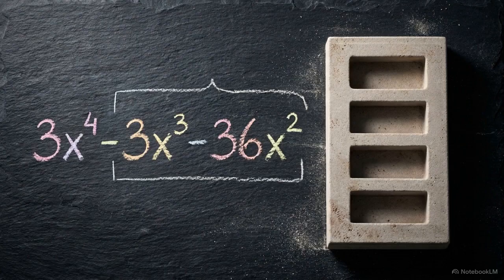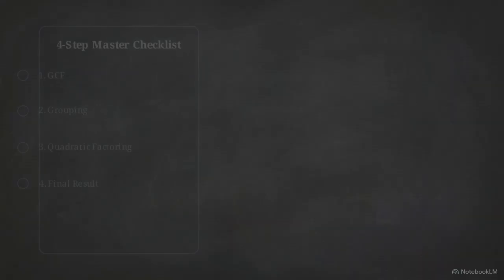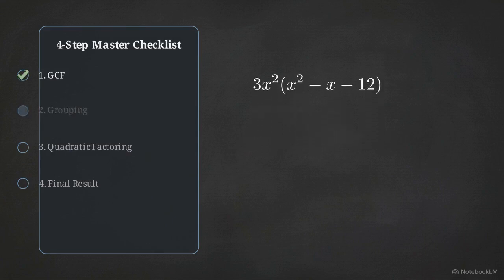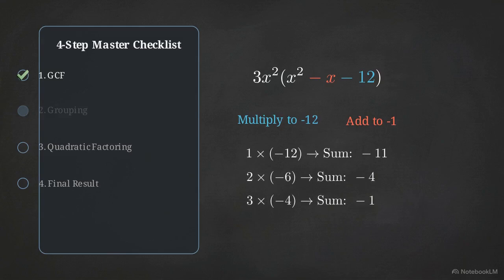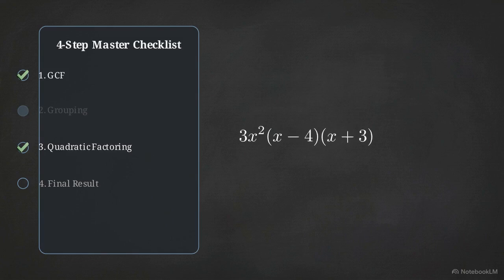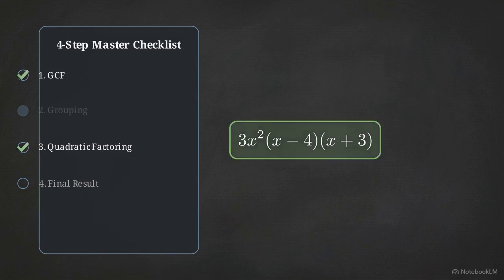Now we apply the full checklist to our original problem, 3x to the fourth minus 3x cubed minus 36x squared. Step 1. Factoring out 3x squared leaves x squared minus x minus 12. For step 3, we need numbers multiplying to negative 12 and adding to negative 1. Negative 4 and 3 work. The expression is completely factored, 3x squared, x minus 4, and x plus 3.